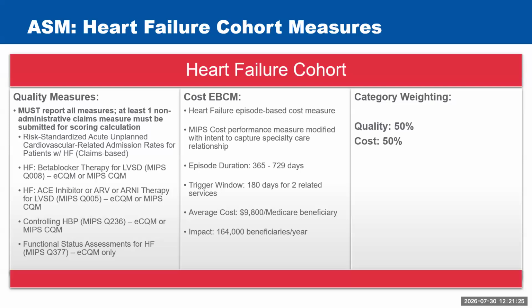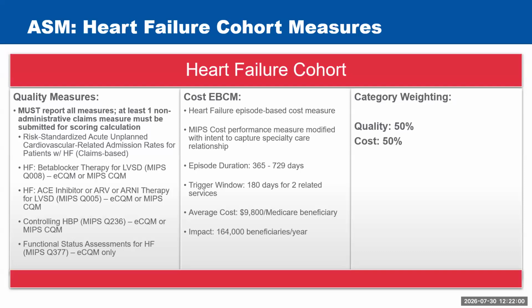Looking at cost, the heart failure episode-based cost measure is intended to capture the specialty care relationship with the cardiologist. For this measure, there is a 180-day trigger window for two related services. The average cost for this is about $9,800 per Medicare beneficiary, and an impact of around 164,000 beneficiaries per year. The category weights are pretty straightforward here. Both quality and cost sit at 50%.